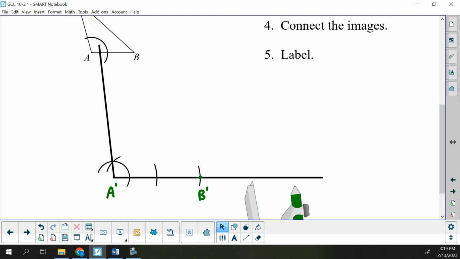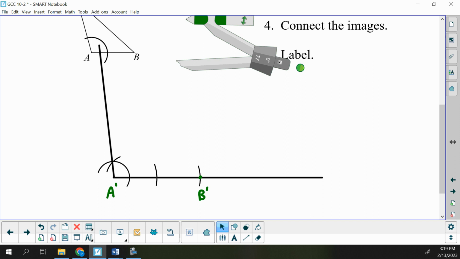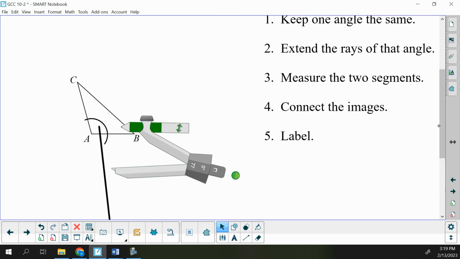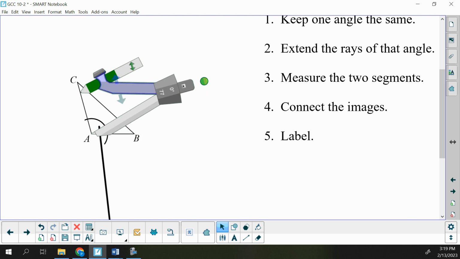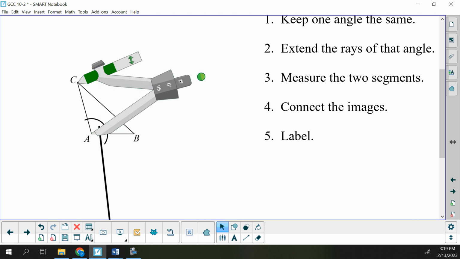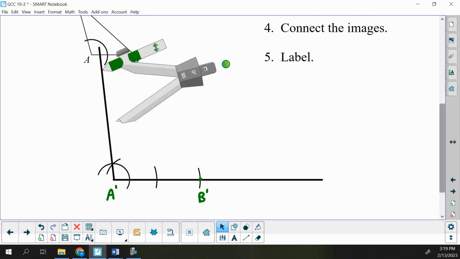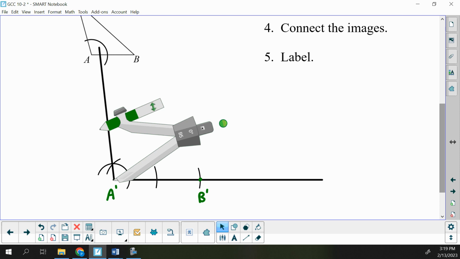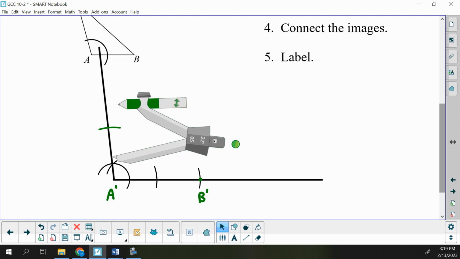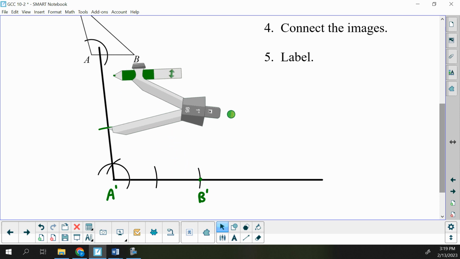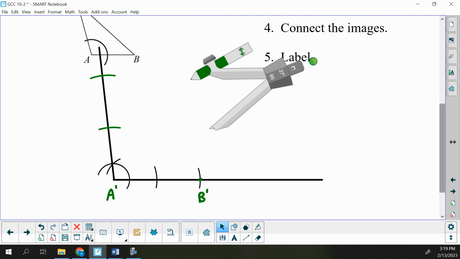Then we're going to do the same thing to find C. In our original picture, let's put our point on A and our pencil on C. Then we move down, put the point on A prime, mark off once, put your point on the arc, and mark off another arc. Where this intersected, that's C prime.